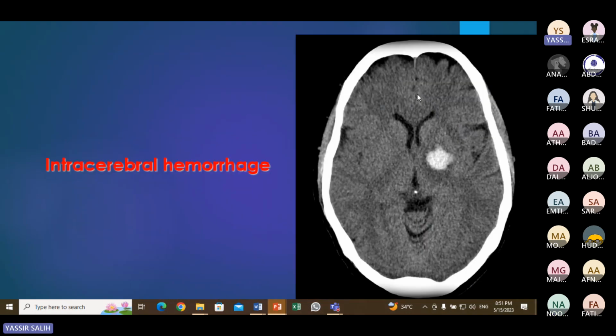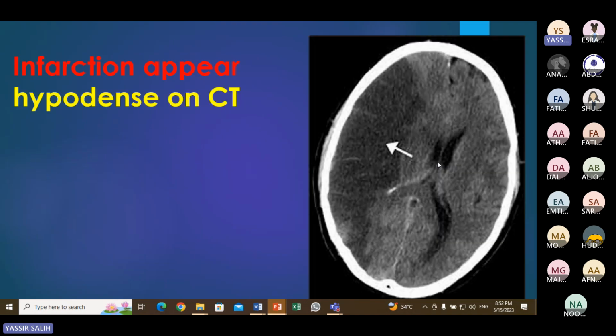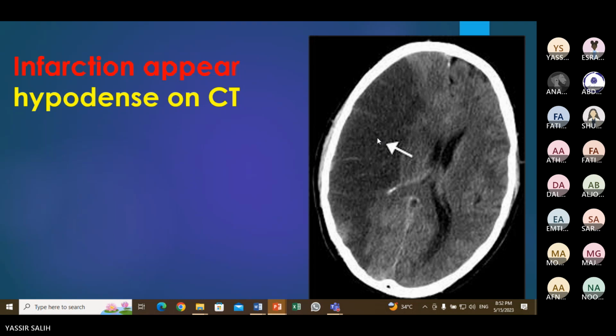What is the type of this hemorrhage? Intracerebral hemorrhage, because the hemorrhage is not extra-axial, not in the ventricles, not in the subarachnoid space. It is in the brain parenchyma. So this is intracerebral hemorrhage. And what is this? What is the diagnosis?